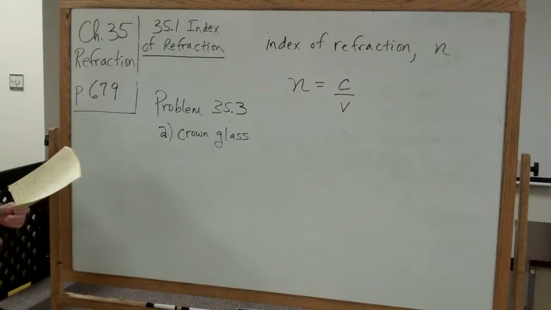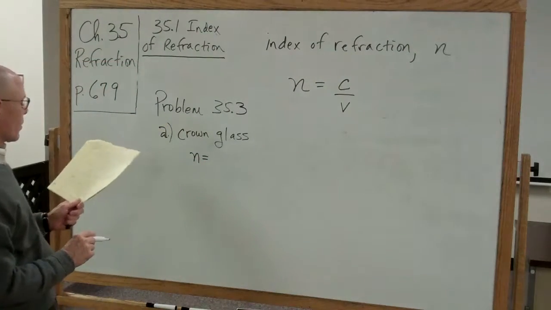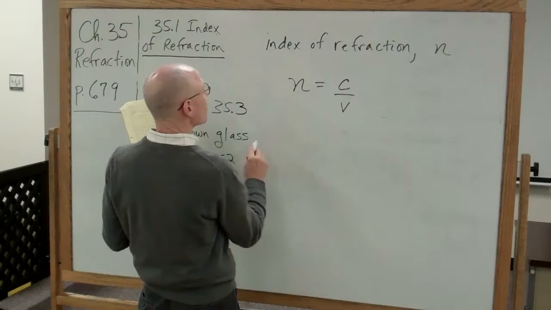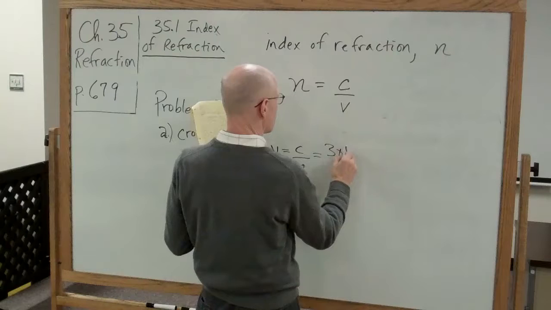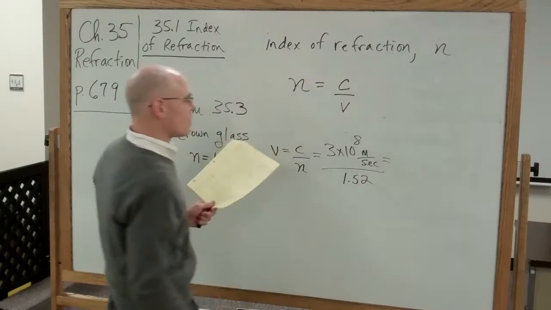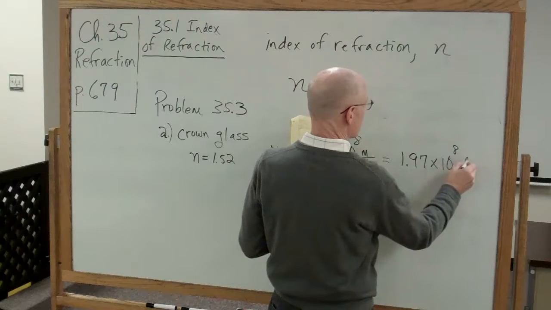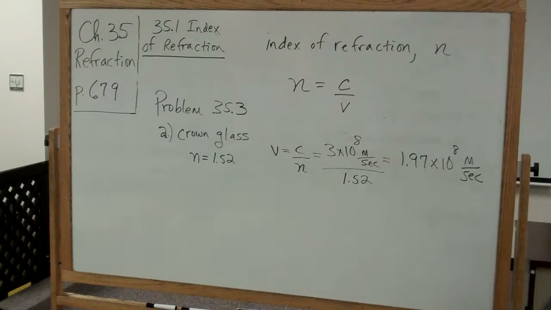Okay, so to calculate the speed of light in crown glass, you'll need to look up the index of refraction from the table earlier in the chapter. It ends up being 1.52. We'll use our same equation, but we're solving for the speed of light. If you work that in your calculator, you should get 1.97 times 10 to the 8th meters per second. The answer in the book is given as 2. I think that was just an error. There was no intention for them to round it from 1.97 to 2. So hopefully this is what you came up with.